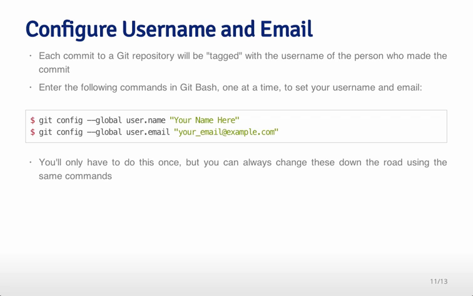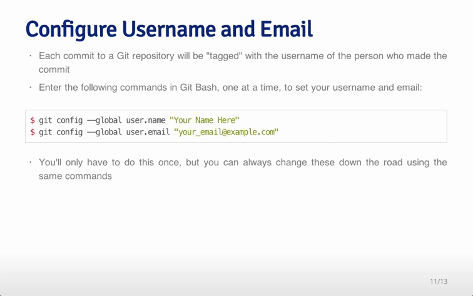Each commit to a Git repository will be tagged with the username of the person who made the commit. So to get things set up, you need to enter your username and your email. You type these commands: git config --global user.name, and here you want to type in the username that you're going to be using. And then you do the same thing with user.email, and here you're going to type in the email that you're going to be using with GitHub.